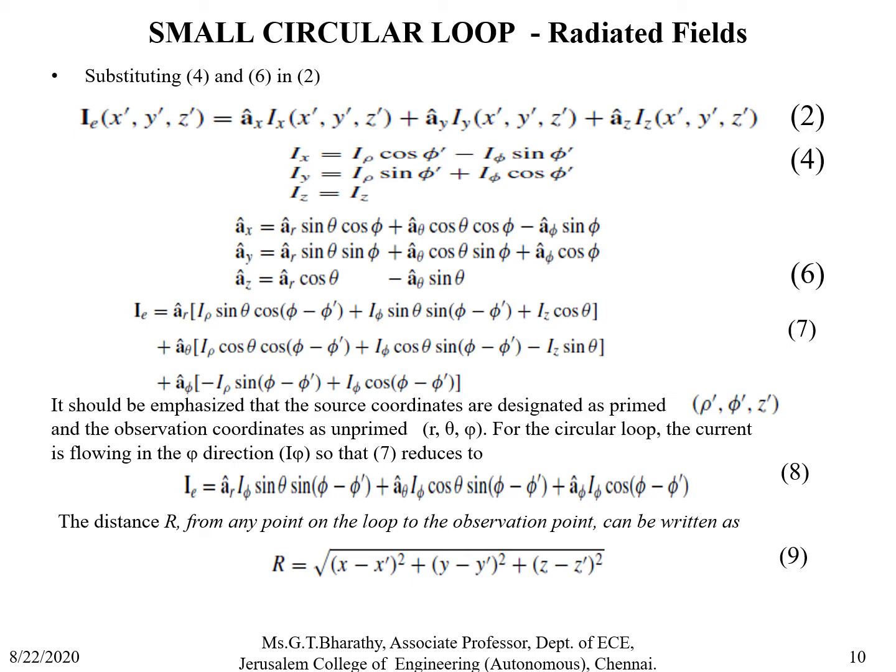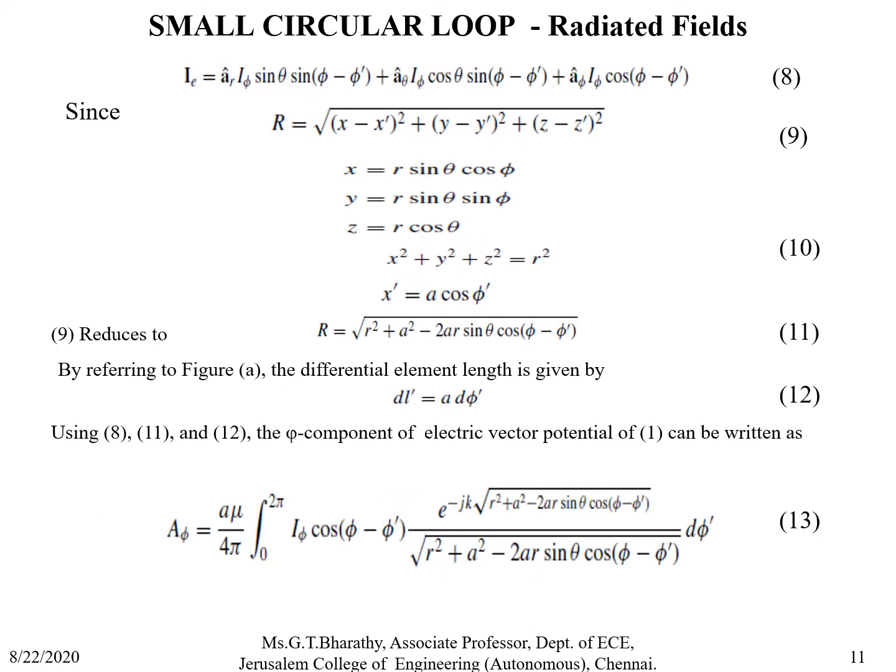That is, we are neglecting the components corresponding to A_R and A theta, and we are considering only the component corresponding to A phi, since the current is going to flow only in the phi direction. Next is the expression for the distance capital R, which is the distance from any point on the loop to the observation point. We already know the expression for capital R as square root of (x minus x dash) the whole square plus (y minus y dash) the whole square plus (z minus z dash) the whole square, represented as equation 9.